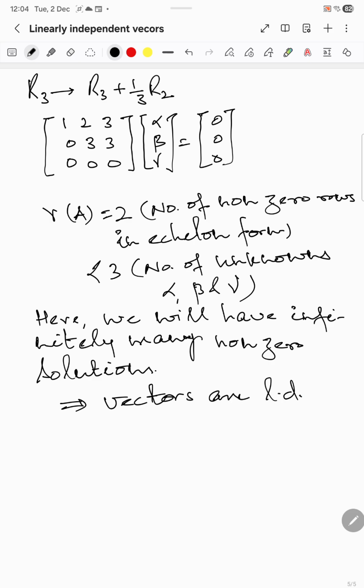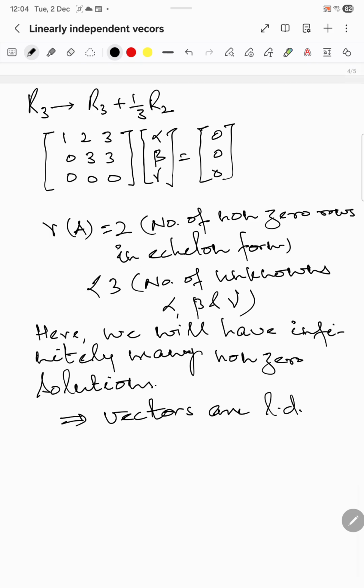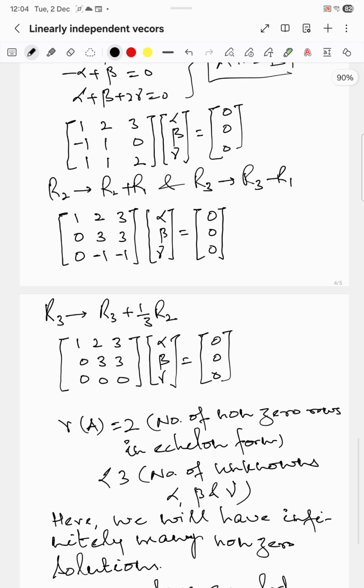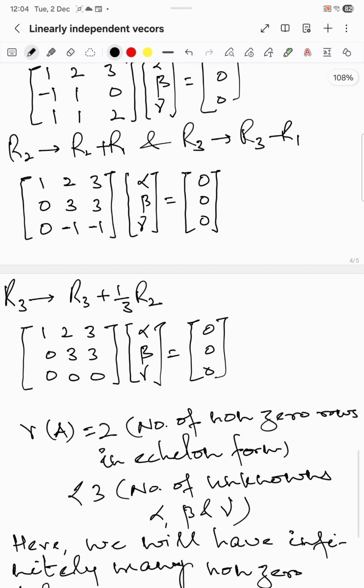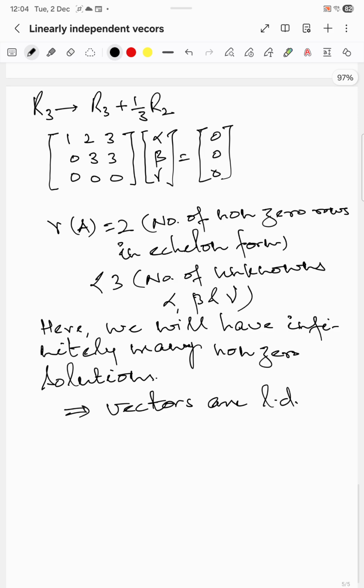Okay, so this is how we can check the independence or dependence of the given vectors. This is some basic idea about linearly independent and dependent vectors. Okay, so that's all for today's video.